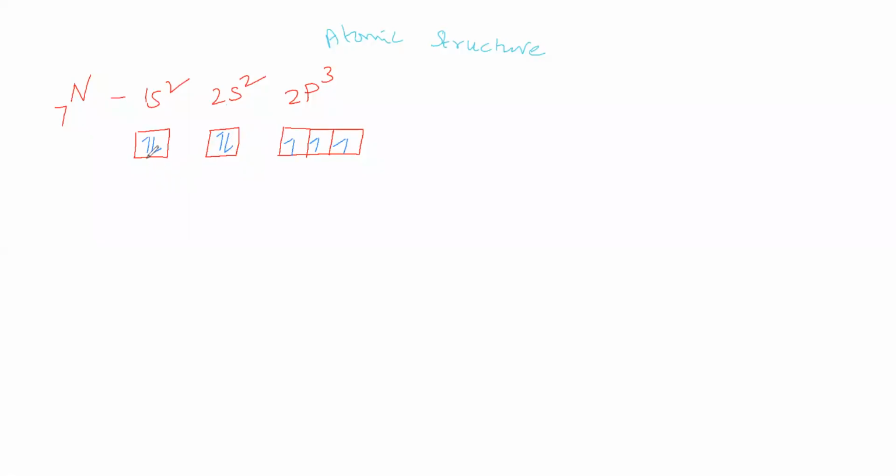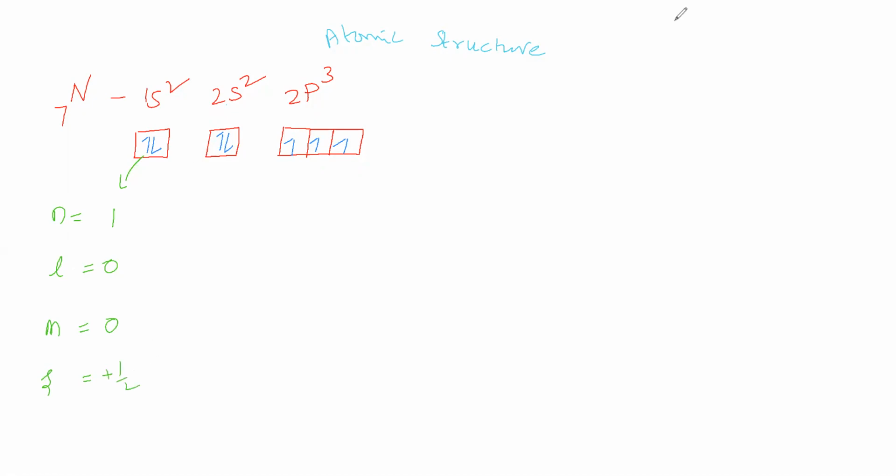Now we will write quantum numbers for these electrons. We will write for this electron. Principal quantum number is how much? It is 1s, therefore 1. Azimuthal quantum number is 0 for s orbital. Magnetic quantum number: l is 0, means magnetic quantum number also 0. Spin quantum number for this electron, how much? Plus 1/2 we can write.